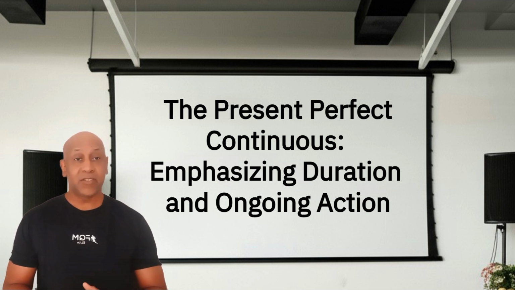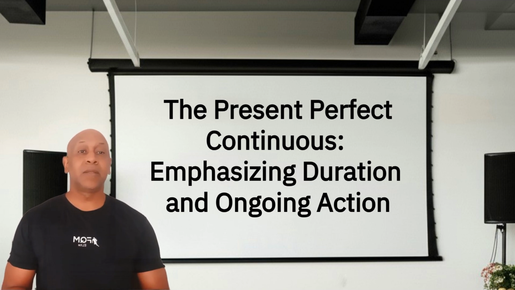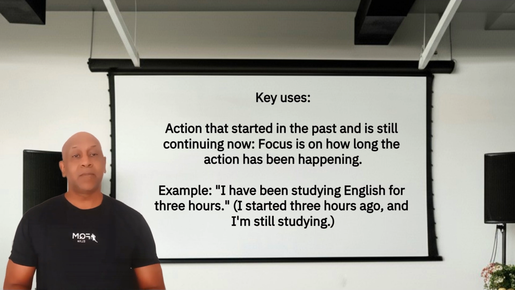It emphasizes the duration of an action that started in the past and is either still ongoing or has just recently stopped, with a visible result in the present. Key uses when using present perfect continuous: action that started in the past and is still continuing now. Focus is on how long the action has been happening. Example: I've been studying English for 3 hours. I started 3 hours ago and I'm still studying.